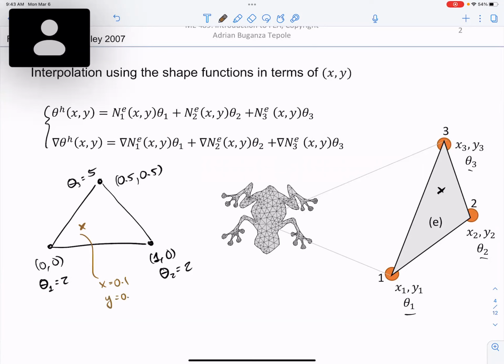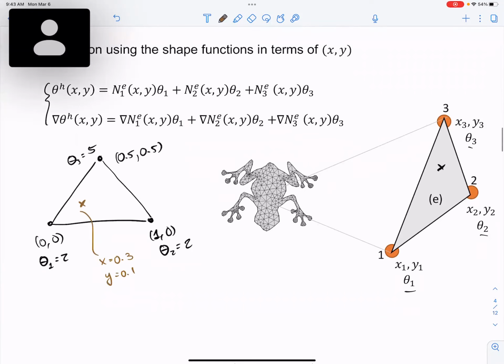Is that inside of the triangle? Let's do 0.2, 0.1. I think that would be inside of the triangle. 0.3, 0.1. I don't know if 0.1, 0.1 is inside of the triangle. It definitely has to be inside of the triangle.